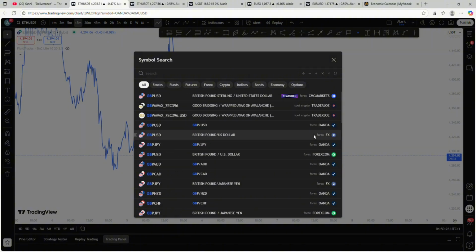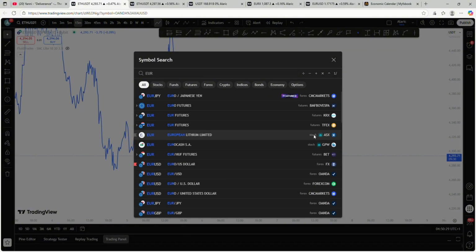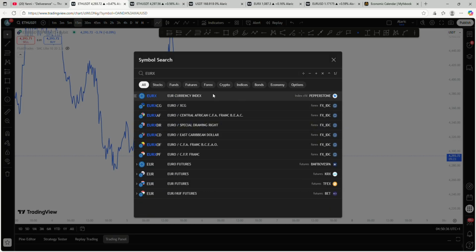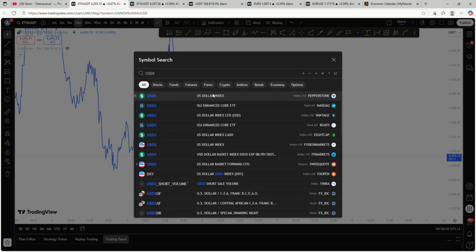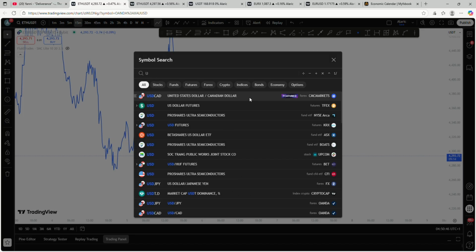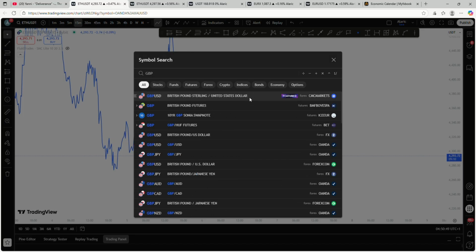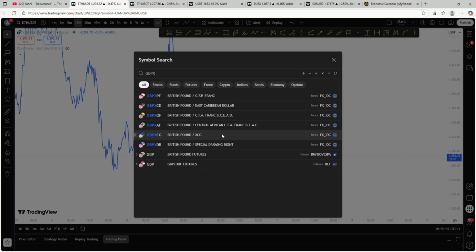Like now, if you tap euro now, you can have the euro index. See, euro currency index. If I type USD now, let's say USDX, now you can see the dollar index. But if you type GBP now, it doesn't actually have one currency index. So that is why sometimes it's very hard to predict GBP movement.